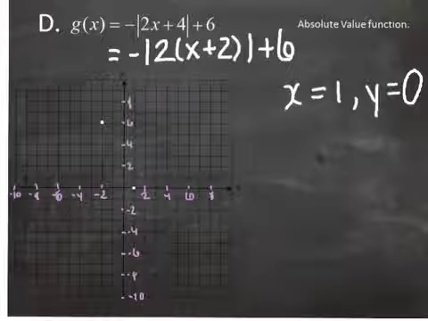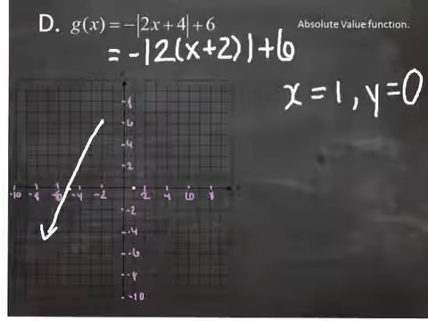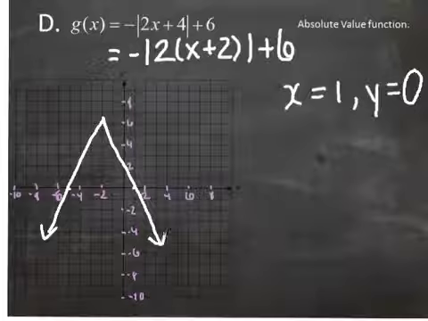So we have 1 and 0 right there. And because it's symmetrical, as long as my math is good, I can go ahead and count the same amount over on the other side. So I went 3 over: 1, 2, 3. And if you have a ruler, draw a straight line. There's your absolute value function. Transformed.